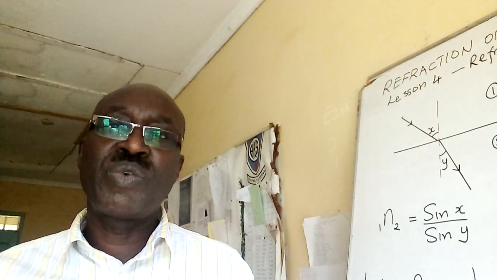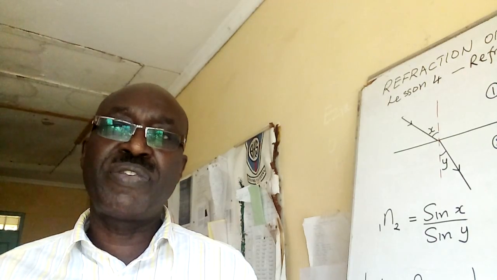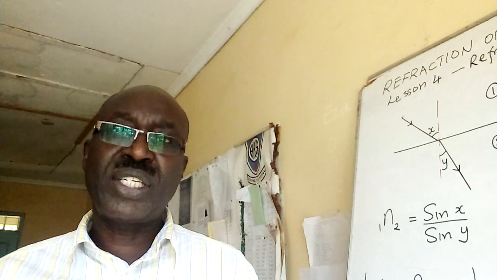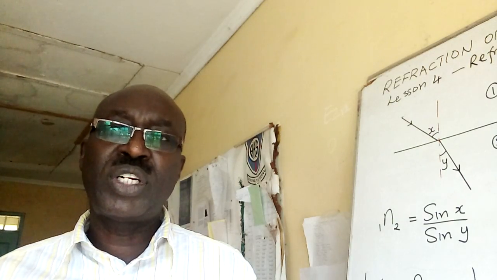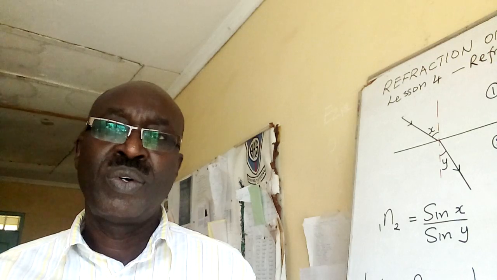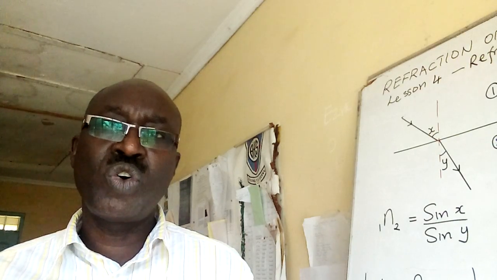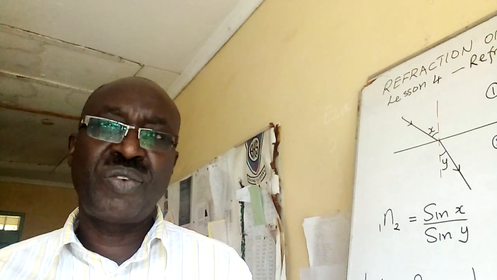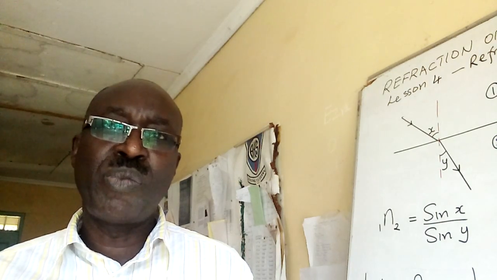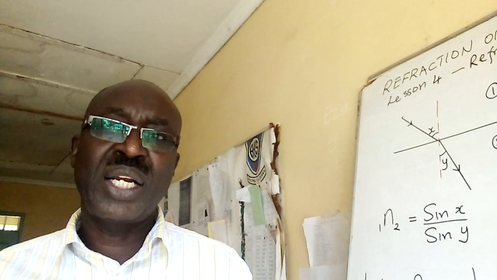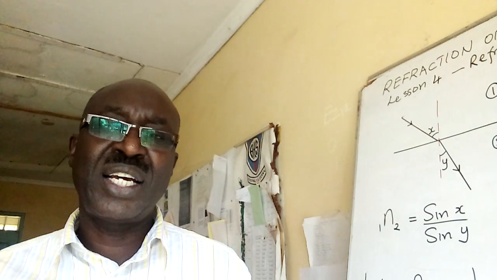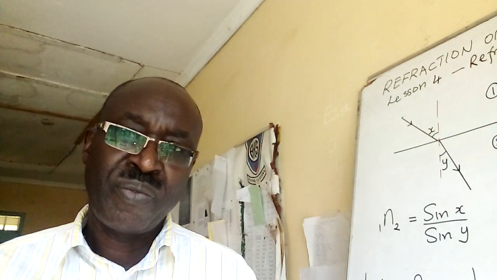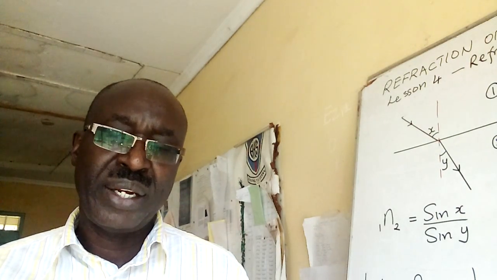This time round we are going to concentrate on refractive index. In our previous lesson we looked at the two aspects of laws of refraction. That the incident ray, the normal, and the refracted ray at the point of incidence make one plane.